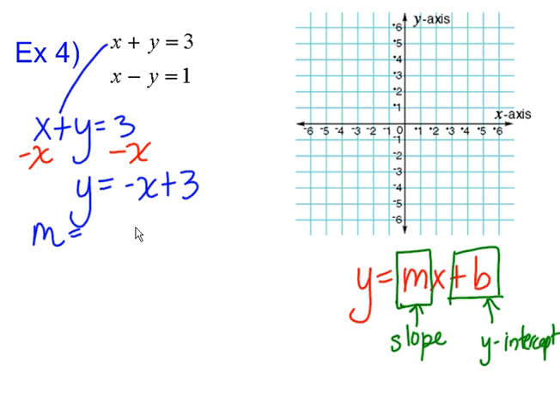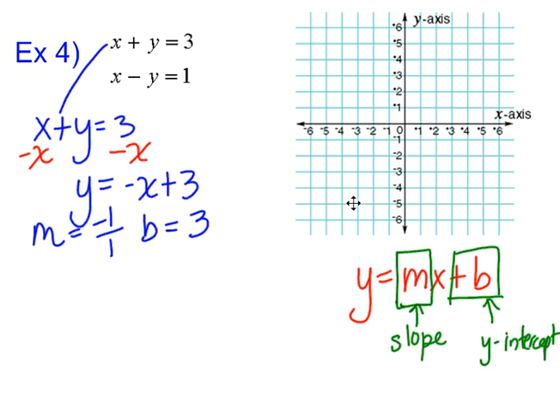We can find the slope, and we can find the y-intercept. We know that the slope is found with the x, and here we have a negative sign, which means that it's going to be -1. We also know slope is a fraction representing rise over run, so we'll put that over 1. This 3 will then represent the y-intercept.